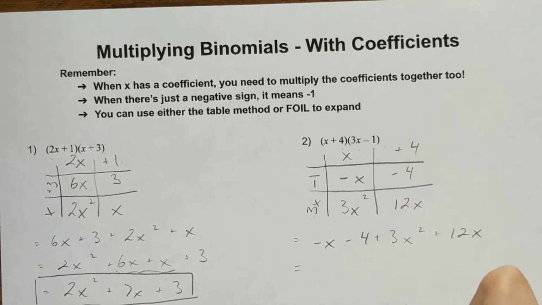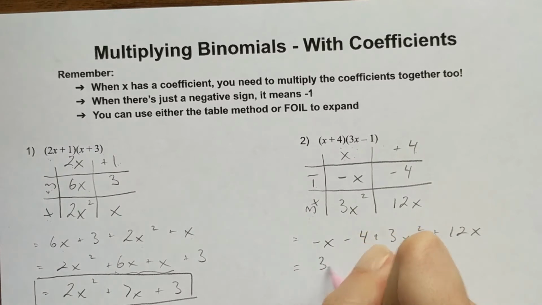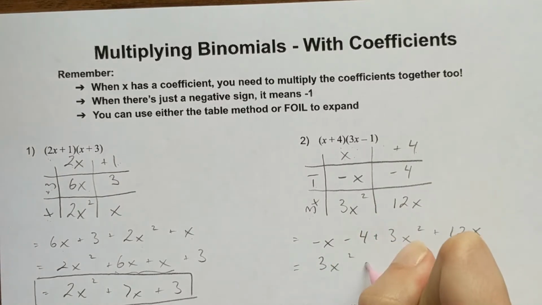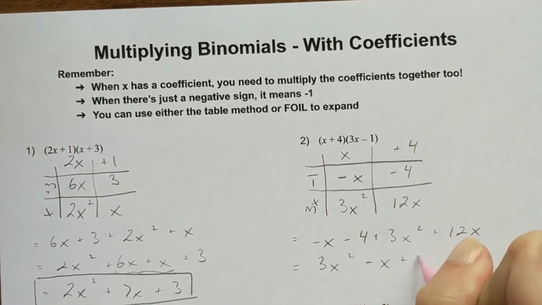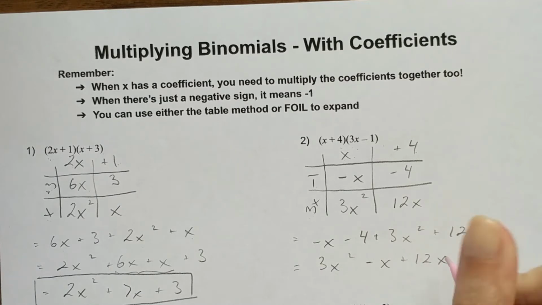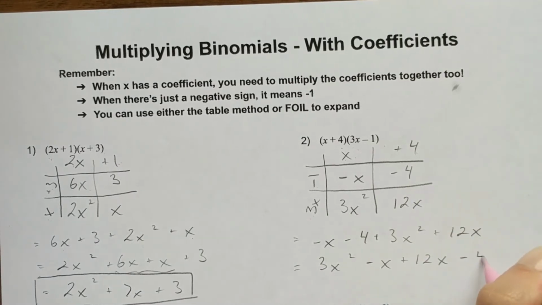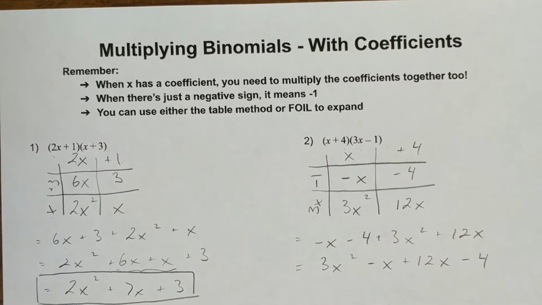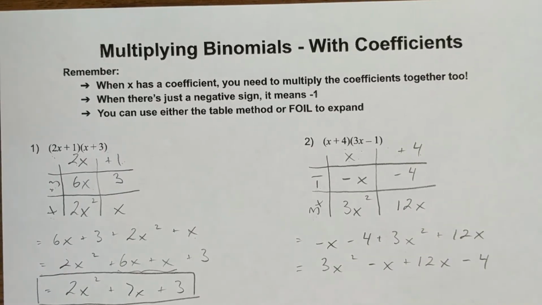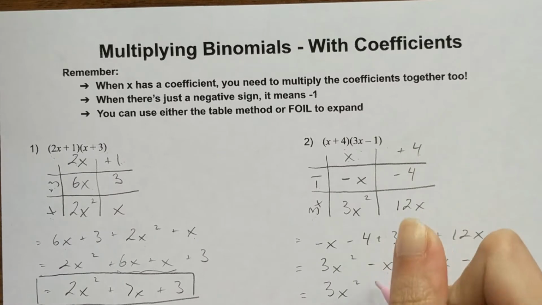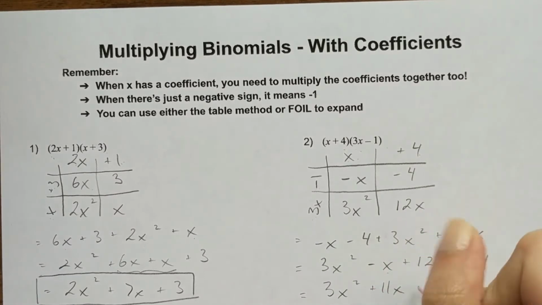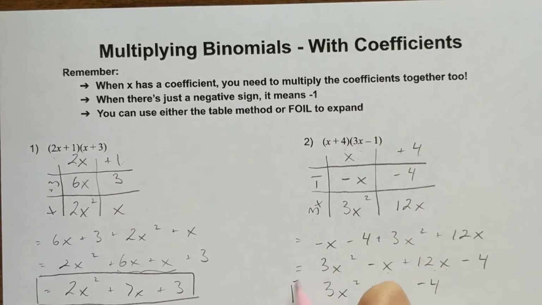I rearrange it to put my 3x squared first. Then I'm going to put my x's, so I have a -x and positive 12x. And then I have -4 left over. I'm going to combine my like terms in the middle here, so I just have a 3x squared. -x plus 12x is 11x minus 4. So there's our final answer.